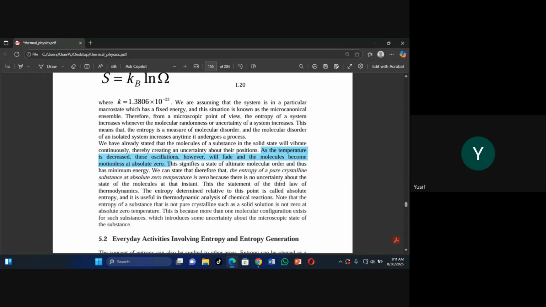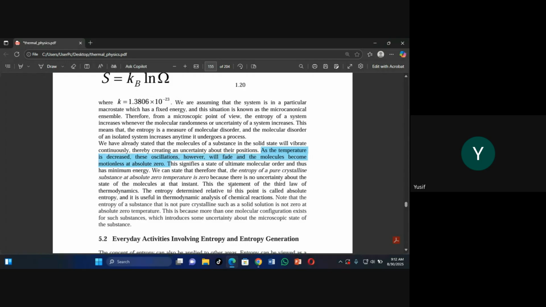We can state that the entropy of a pure crystalline substance at absolute zero temperature is zero. So if you talk about a pure crystalline substance at absolute zero temperature, the entropy is always zero. Why? Because there's no uncertainty about the state of molecules at that instant. So as we said, the entropy of a system is always defined by the movement of the molecules. This statement is made of the third law of thermodynamics.